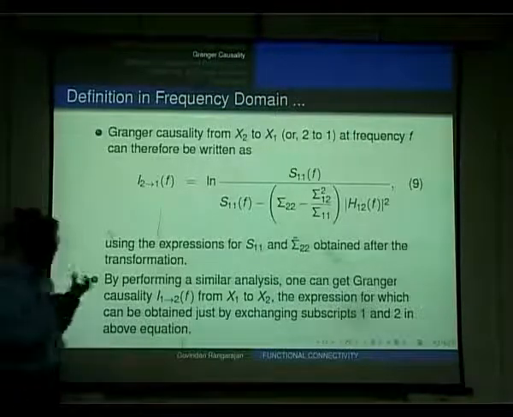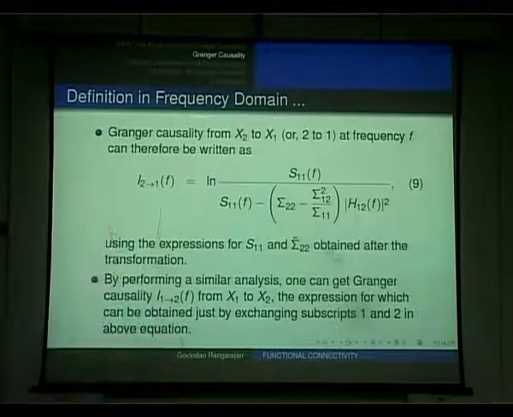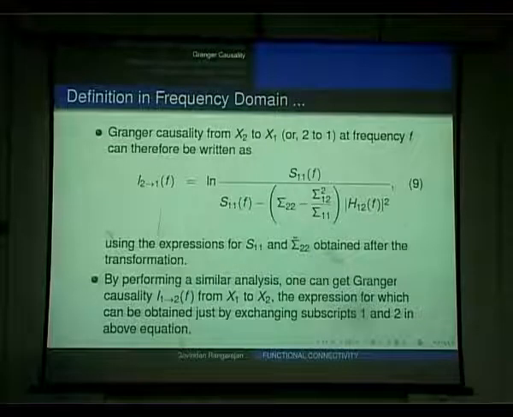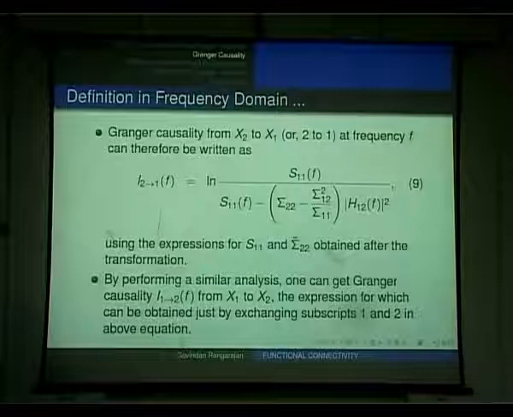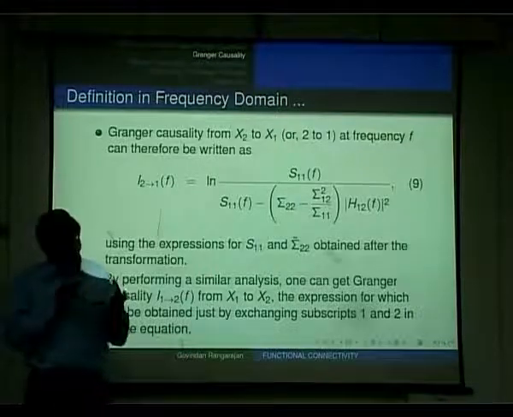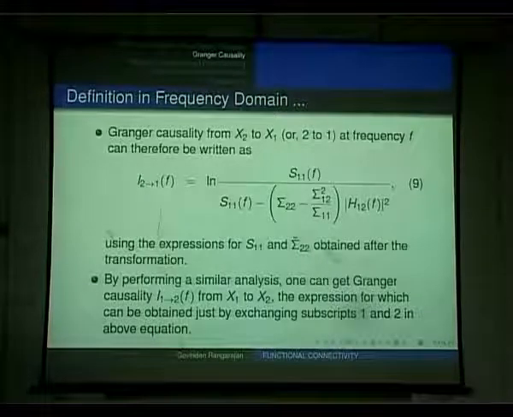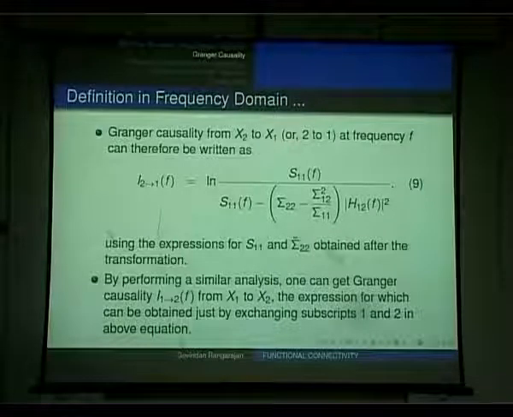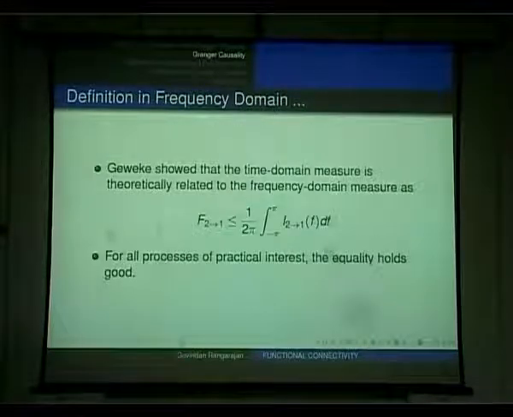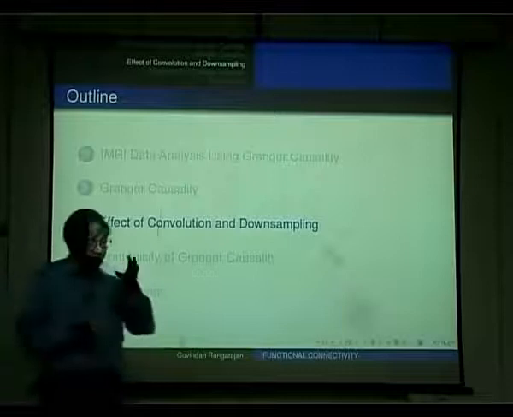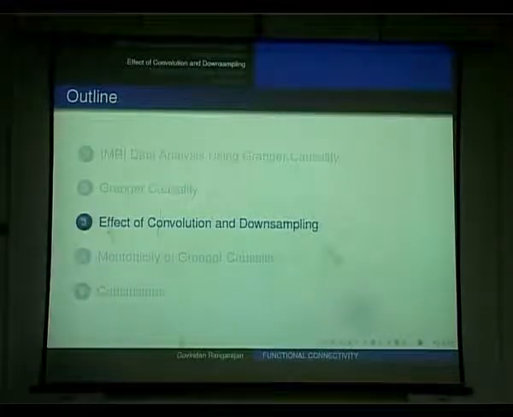So this is the basic concept in the frequency domain: you look at the power of process 1 and see how much of the power is contributed by process 1 itself and how much by process 2. If process 2 is contributing some non-trivial amount of power to process 1, you will have a Granger causal relation from 2 to 1. You can do 1 to 2 similarly. By integrating this Granger causality over all frequencies, you can get back the Granger causality in the time domain. So now let's go to the effect of convolution and downsampling on Granger causality.